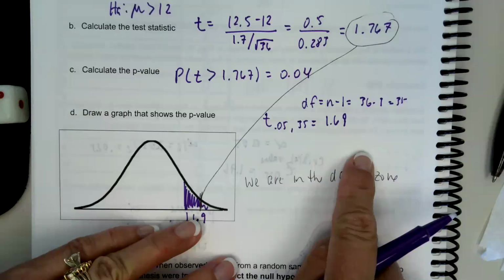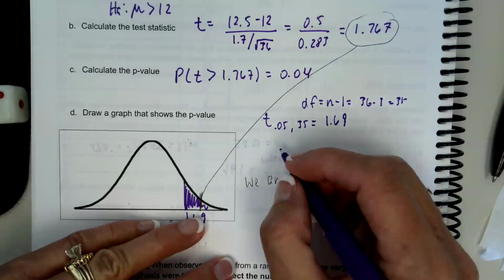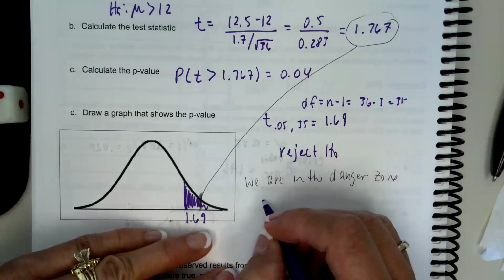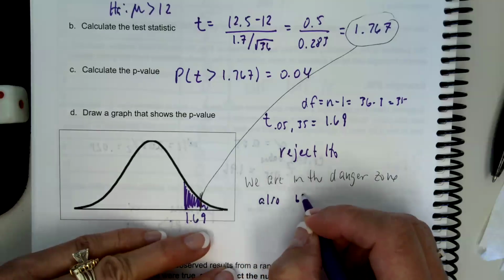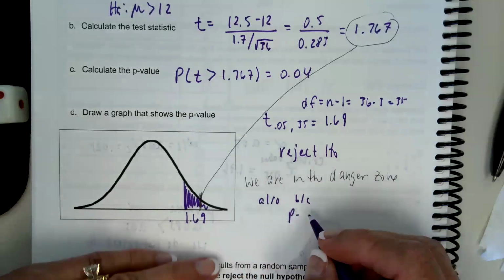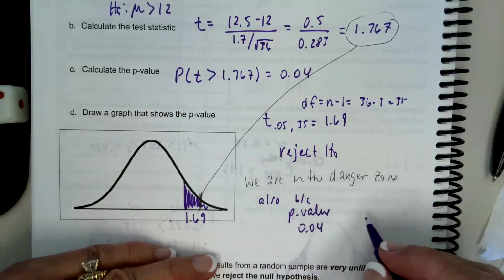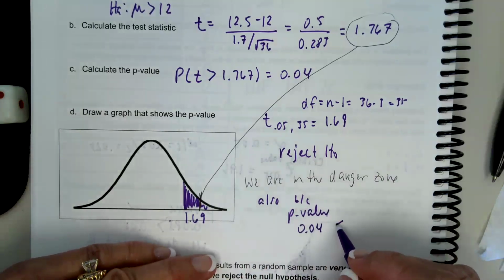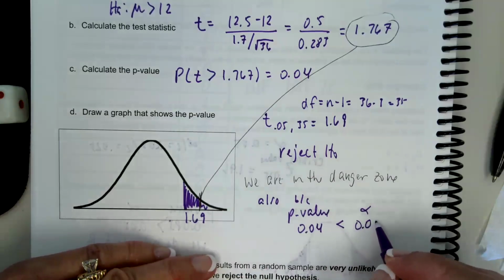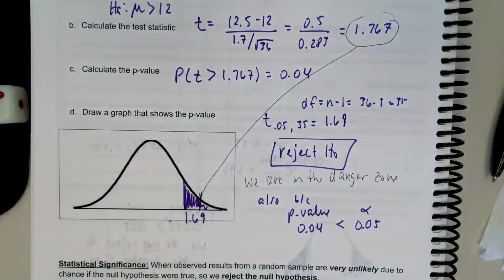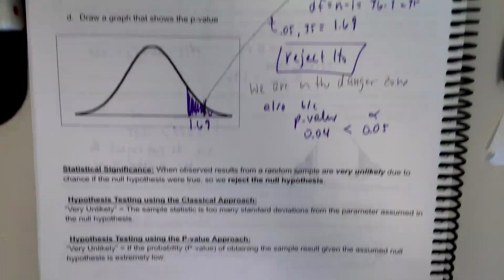So because we're in the danger zone, we're going to reject H0. And also because our p-value is 0.04, the likelihood of this happening is less than our alpha, which is 0.05. We reject H0. Okay. So this is significant.